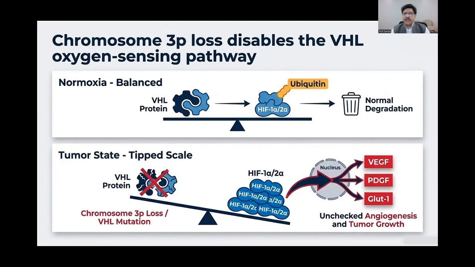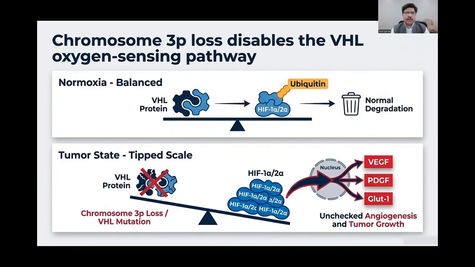What are these? These are the vascular factors. VEGF is vascular endothelial growth factor. PDGF is also platelet derived growth factor, and GLUT1. So in a nutshell, what is the mechanism?